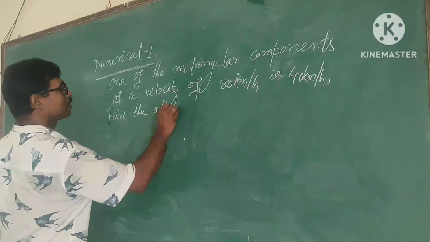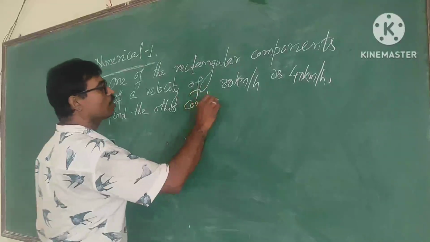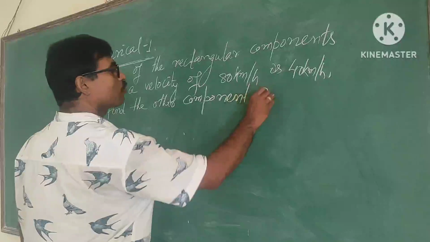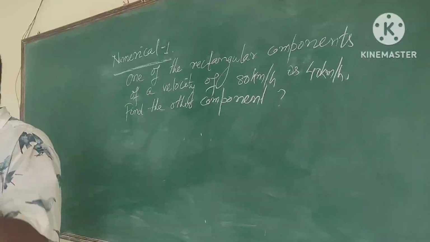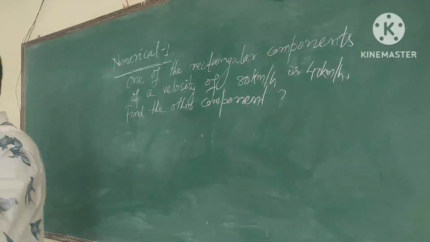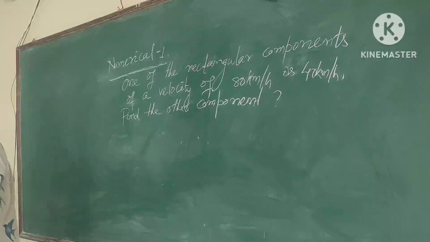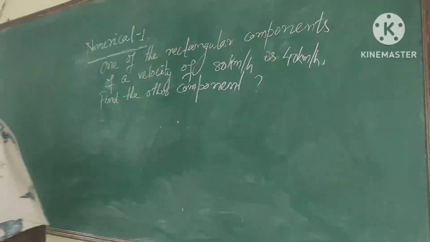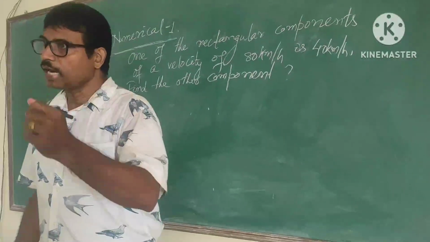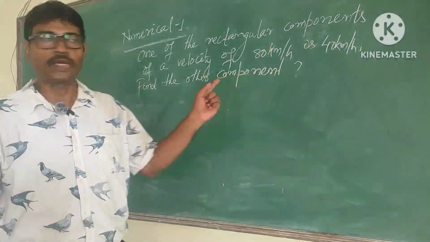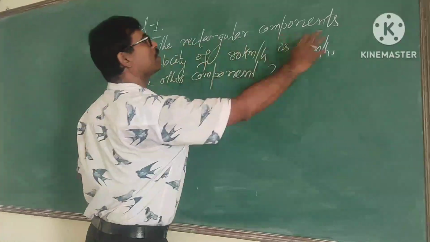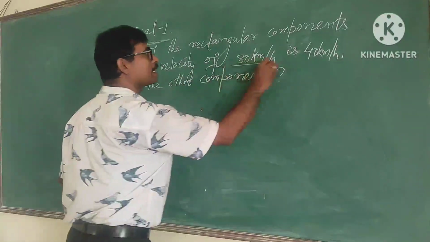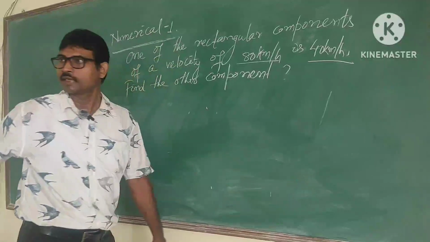I have already told you what steps are required when you are going to solve numericals. First read the question, repeat the question if you are not understanding, and try to convert it in your mother tongue. Collect the data, what is given. One of the rectangular components of a velocity of 80 km per hour is this one.